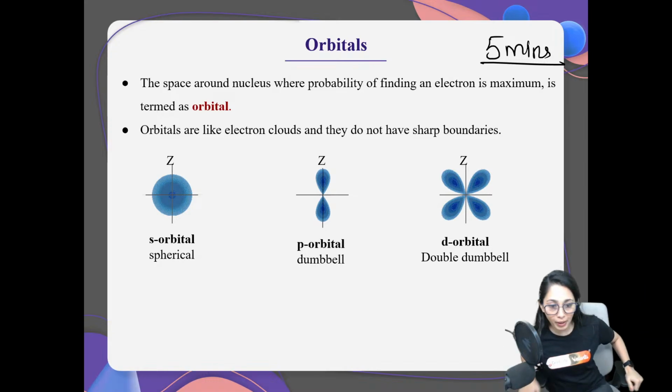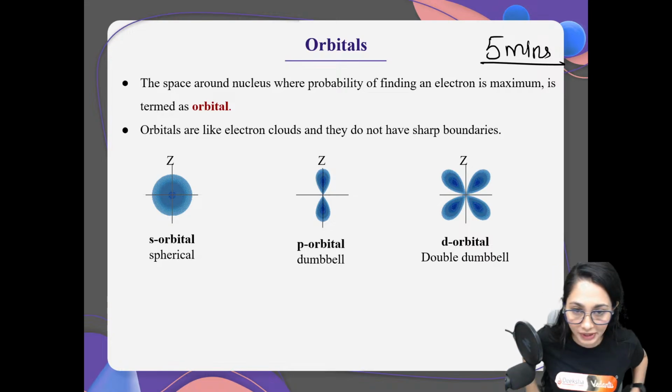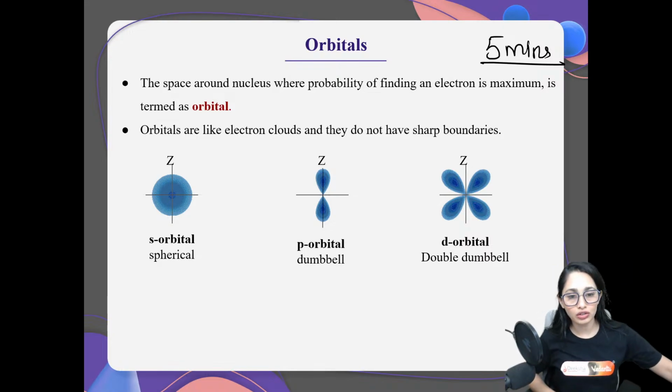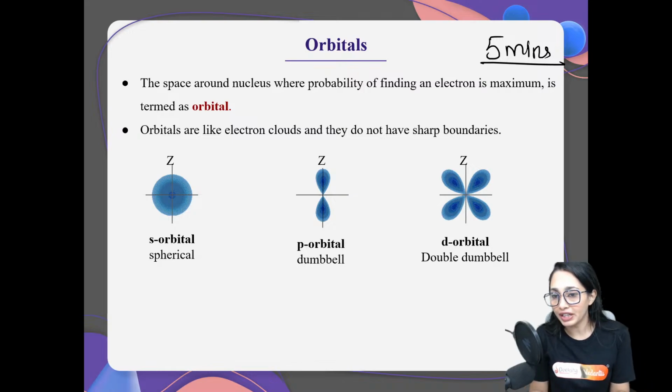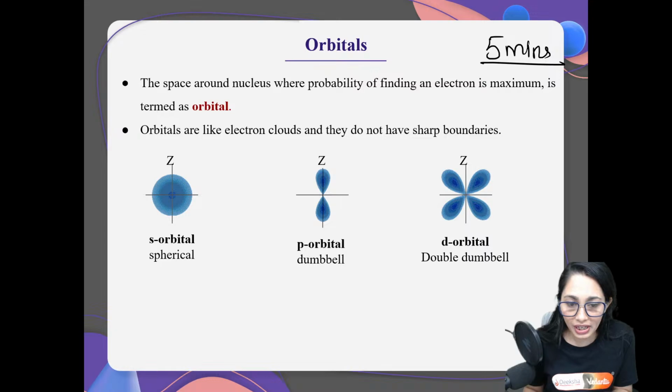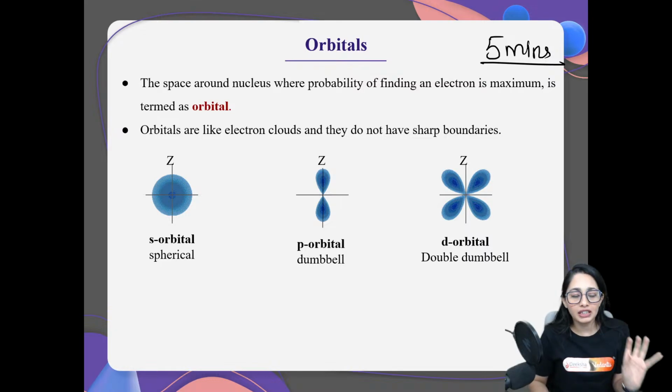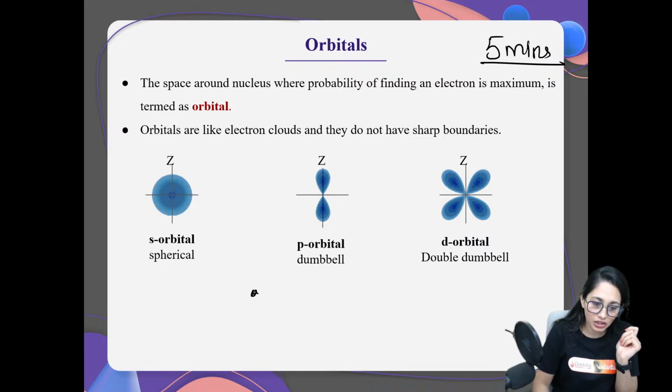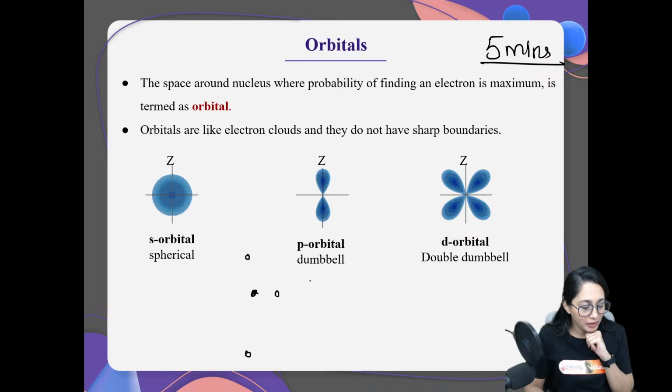Alright, I'm back. So let's discuss orbitals. The space around the nucleus where the probability of finding an electron is maximum is termed an orbital. Okay, so there is a probability of finding the electron. This is the nucleus, and the electron could be here, here, or here. So this is the probability.